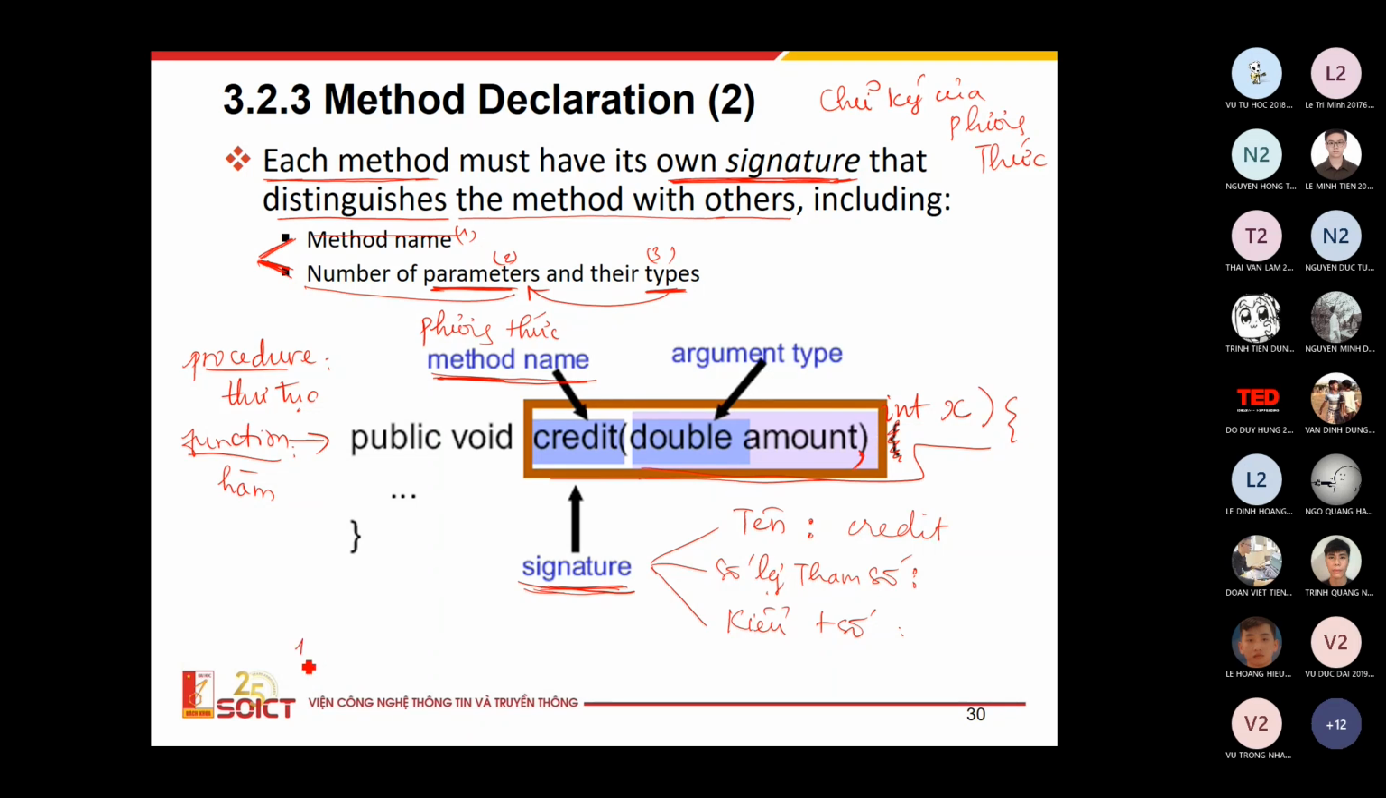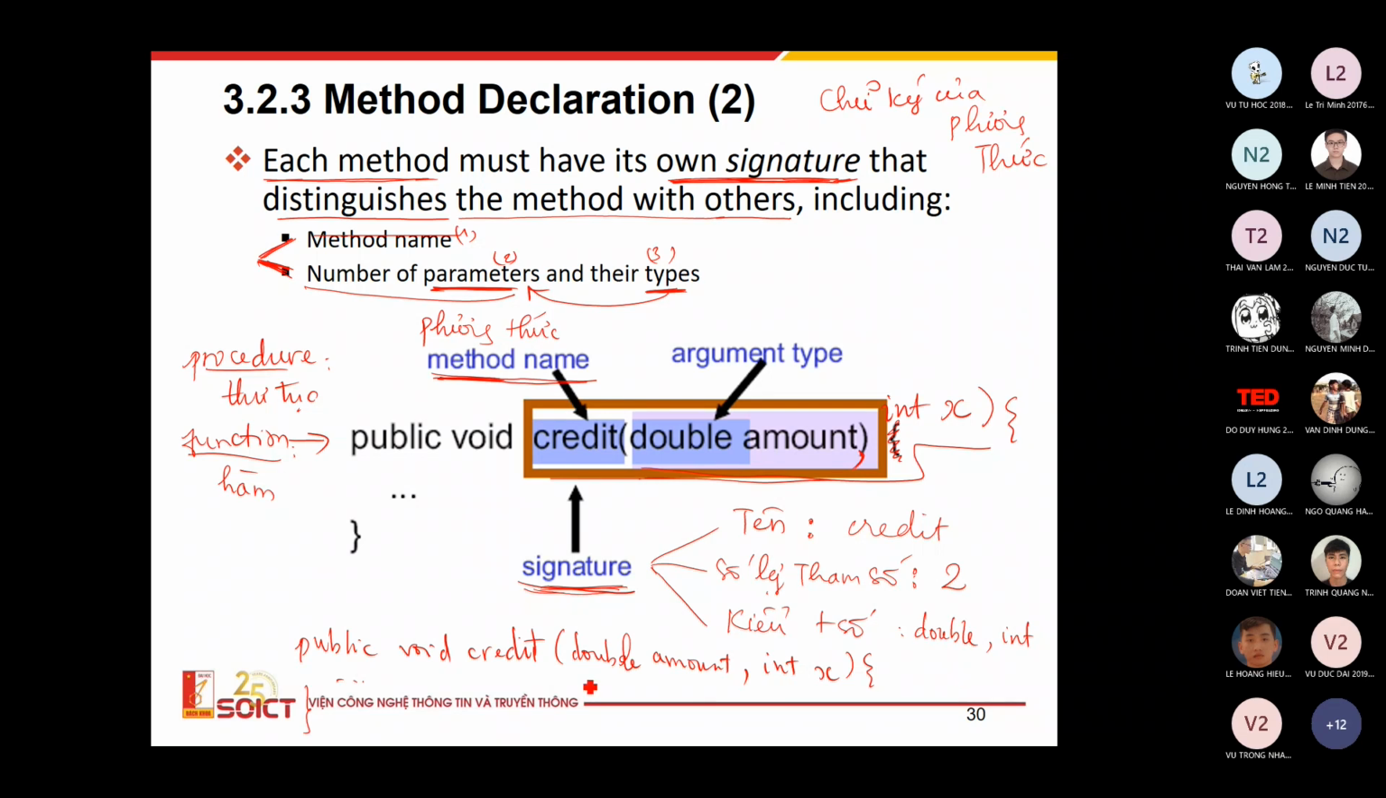For example, I write down this: public void credit, double amount, int something like this. So how many parameters? Two parameters. And what else? The type is double and integer. Yeah. Double then int.